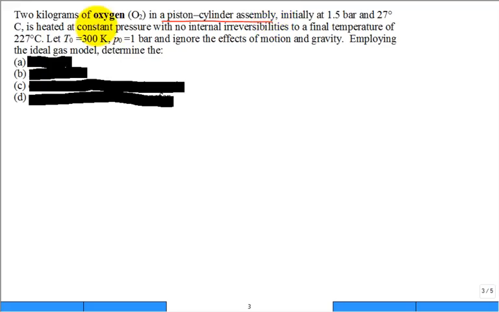So we have 2 kilograms of oxygen. It's in a piston cylinder assembly. It's initially at this pressure, 1.5 bar, this temperature, 27 degrees C. It is heated at constant pressure. How can you heat something and still maintain constant pressure during the heating process? Let the volume expand. And the students always, when I teach Thermo 1, it is a mind trip.